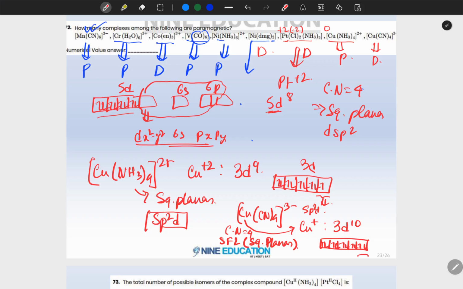So how many paramagnetic complexes are we able to see? 1 2 3 4 5. So there are 5 paramagnetic complexes. So that's why 5 is the correct answer over here. So lengthy question. You have to check each of the following complexes.